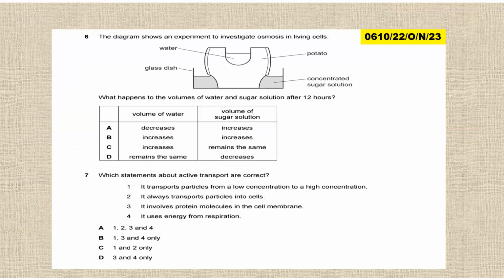I guess you are enjoying the questions. The diagram shows an experiment to investigate osmosis in living cells. So here you have the sugar solution, then you have the potato or fresh potato tissue, put in a concentrated solution. What happened to the volume of water and sugar solution after 12 hours? So you expect water to move toward the sugar solution, therefore the water volume will decrease, then the sugar solution will increase. So you are looking for volume of water decrease, then sugar solution increase, which is A.